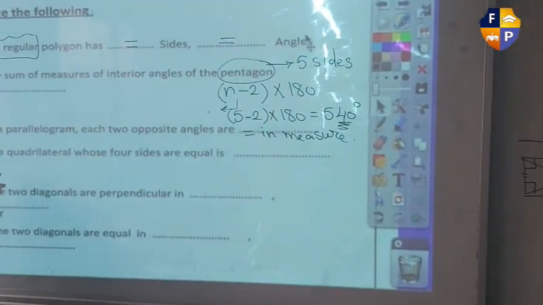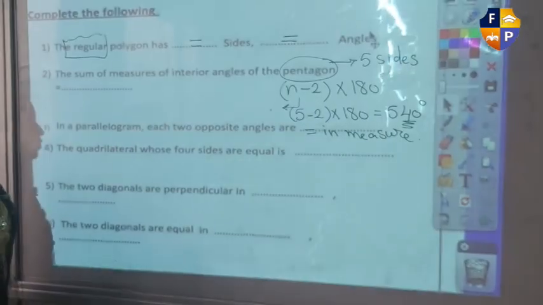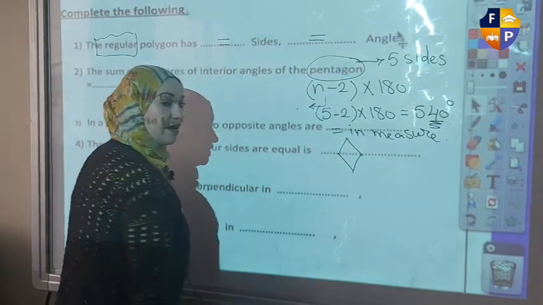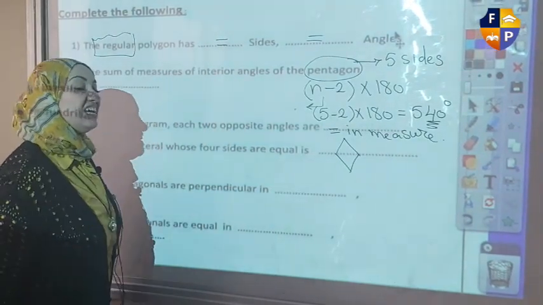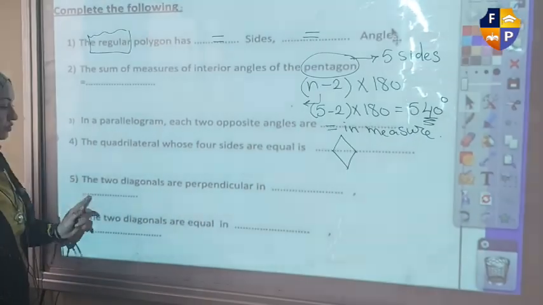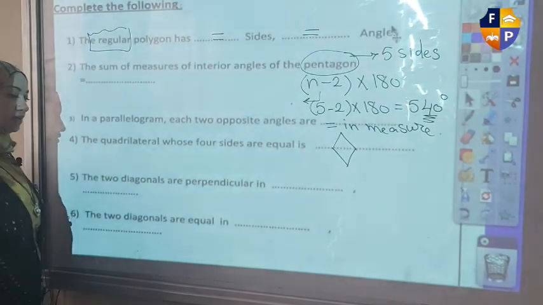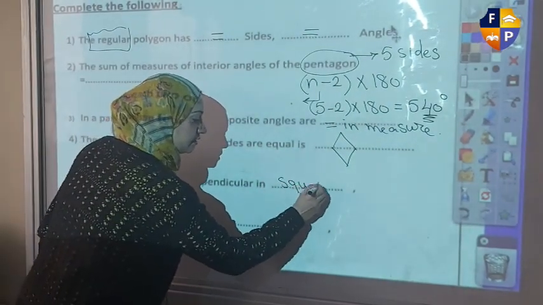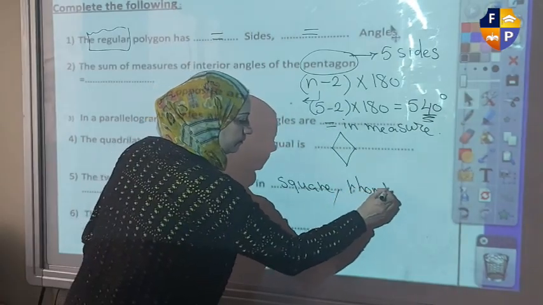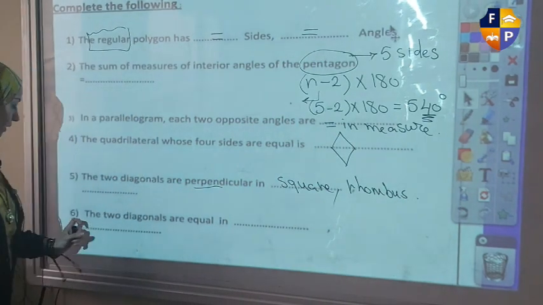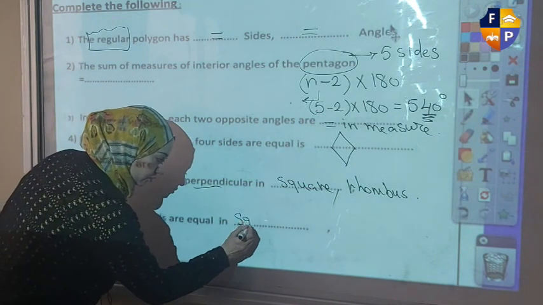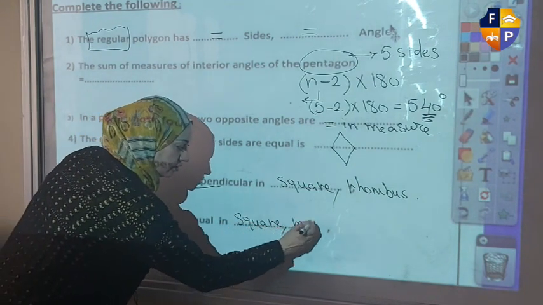So here the quadrilateral whose 4 sides are equal is a rhombus. I can't write square because the square needs more than one condition. Number 5, the two diagonals are perpendicular in the square and the rhombus. Number 6, the two diagonals are equal in the square and rectangle.